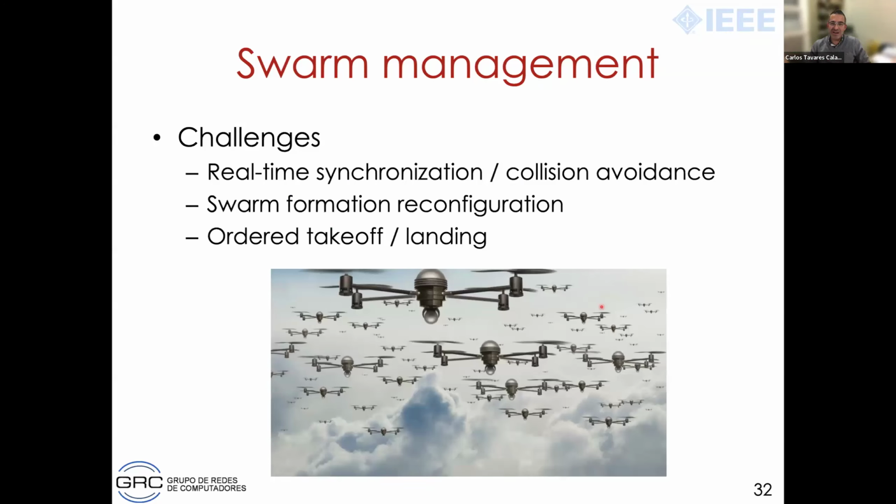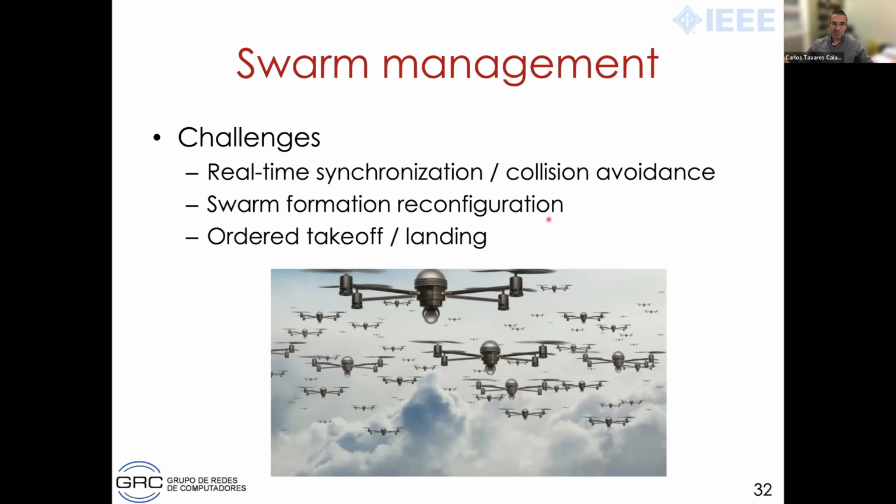Okay, so I'm a very big fan of UAV swarms. I don't have time today to go into detail into all the challenges that arise around UAV swarms, so I will just briefly highlight key points. So here we have collision avoidance and real-time synchronization while in flight. Okay, so that's an obvious requirement. Then the reconfiguration of the swarm formation while in flight.